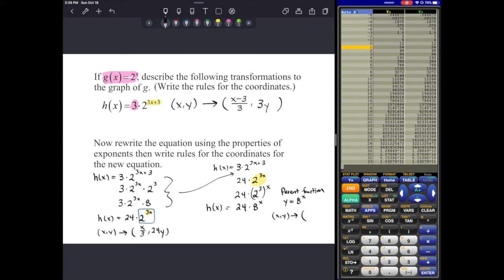You could say, well, there's nothing happening to x at this point, right? There's nothing happening to x. So we've got x here. And then the only thing that's happening to y is we're multiplying by 24. So you have 24y. This makes sense as long as you've listed the parent function as y equals 8 to the power of x. That's important to know. This rule occurs only when our parent function is g of x equals 2 to the power of x.